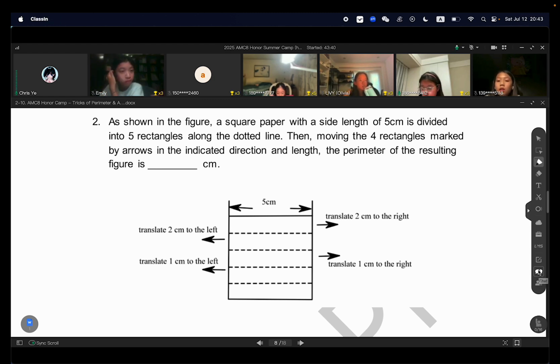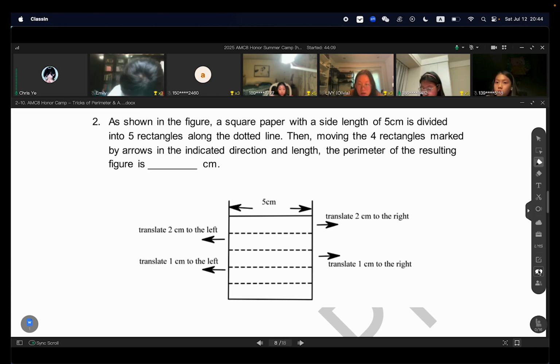Now, this is more of a complicated problem. As shown in the figure, a square paper with a side length of 5 centimeters is divided into 5 rectangles along the dotted line. So we can just assume that they are the same length and that they are all 1 centimeter of width. Then, moving the 4 rectangles marked by arrows in the indicated direction and length, the perimeter of the resultant figure is.